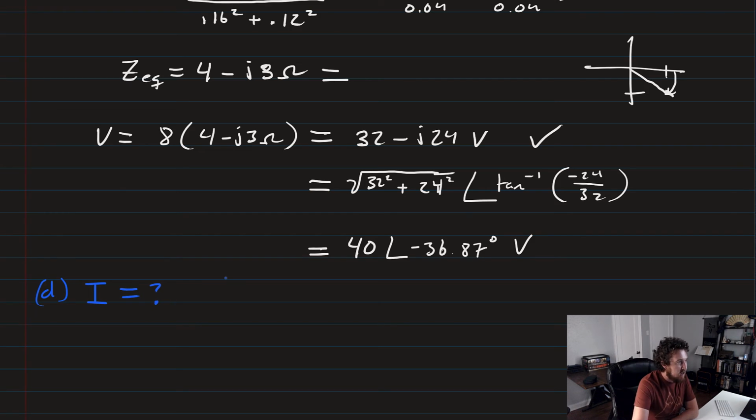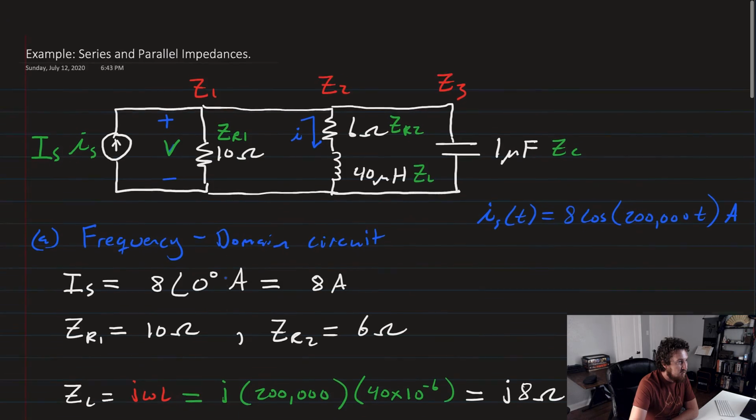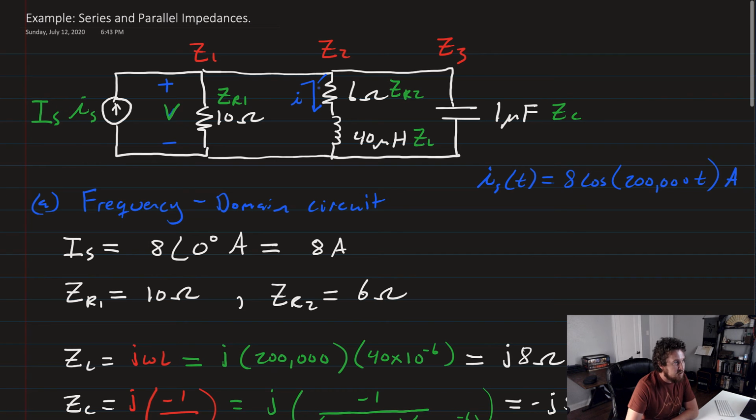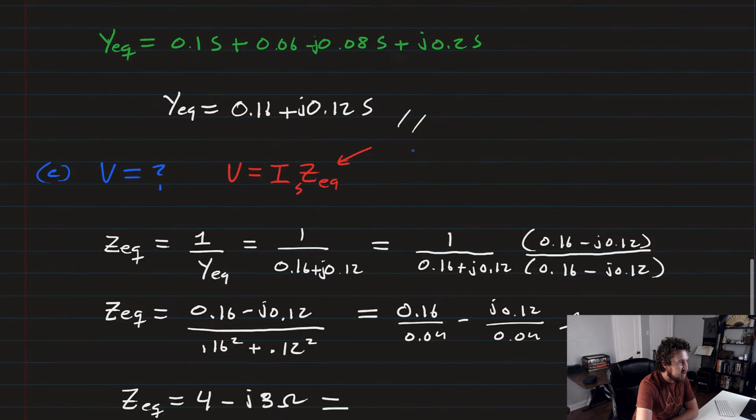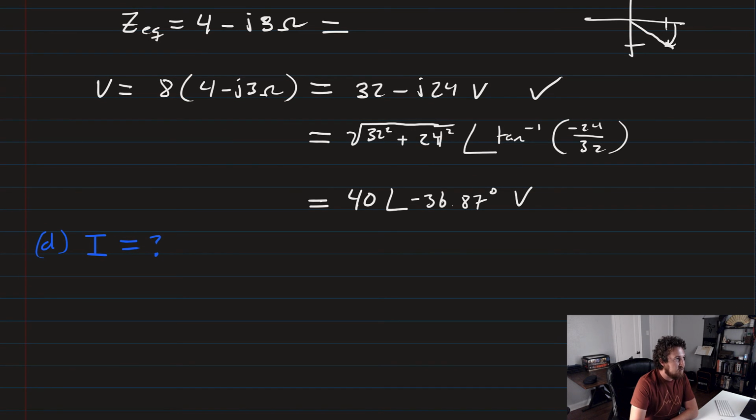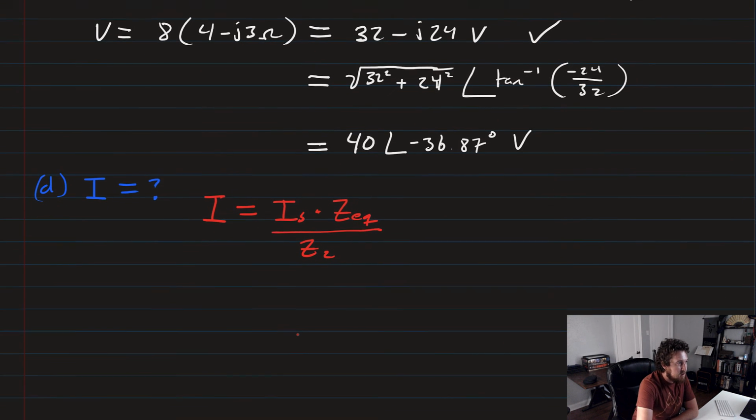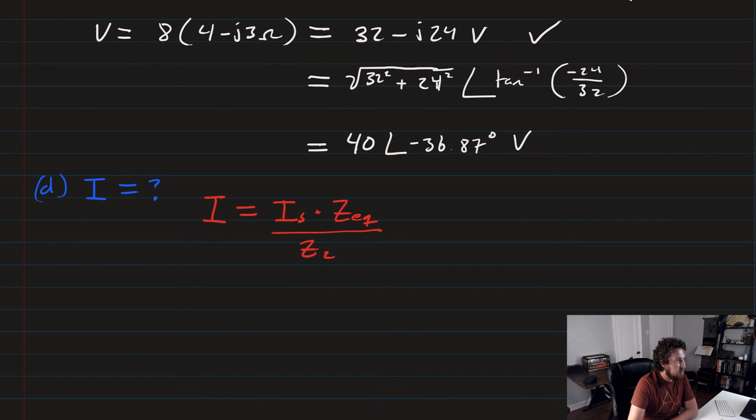Now remember that I, way back at the start of the problem, is the current that's flowing through this resistor and inductor in series. So we'll need to do some current division. Remember that I, in this case, is going to be equal to our I source times our ZEQ over our Z at that point. So we'll call that Z2. So let's go ahead and fill in the parameters there.